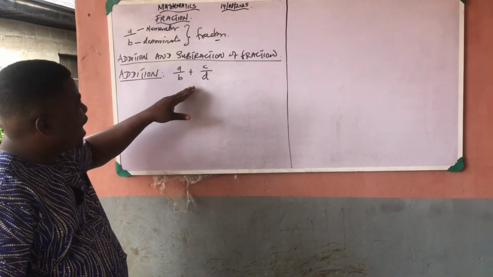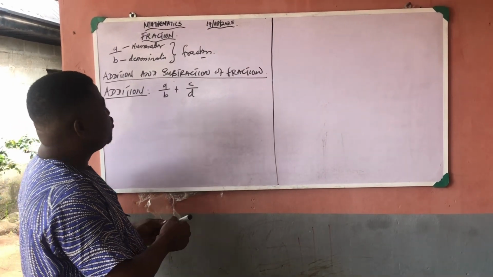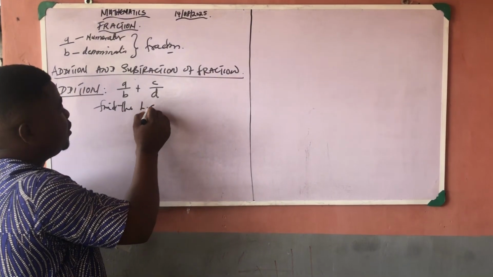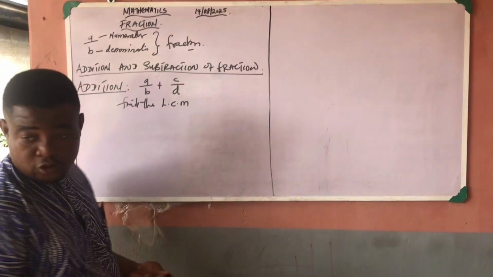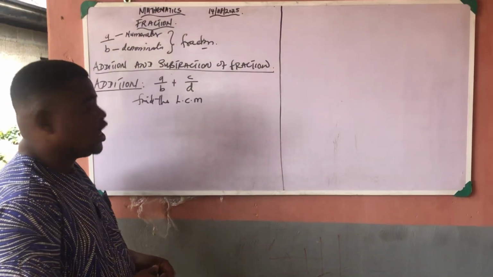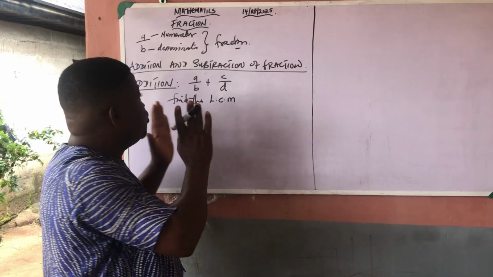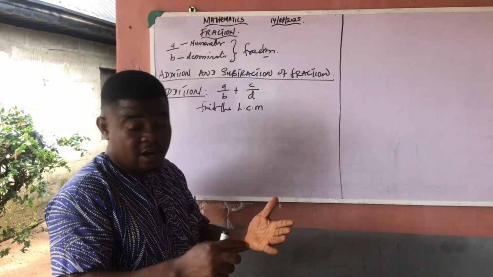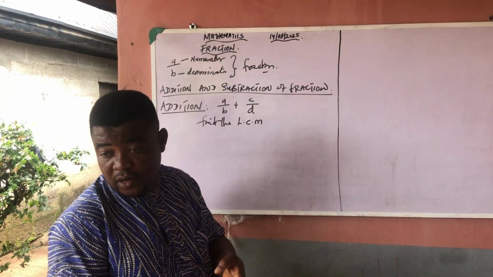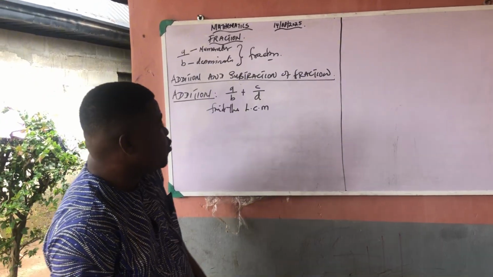When you want to add two fractions of this kind, the first thing you do is to find the LCM. Of course, I've taught you how to find LCM. You know how to find LCM of any number. And of course, you know different kinds of fraction. I jumped that. I want to go straight into addition and subtraction of fraction. We have proper fraction, improper fraction, mixed fraction, and equivalent fraction. But there are other fractions anyway, but that is just the one you are exposed to.